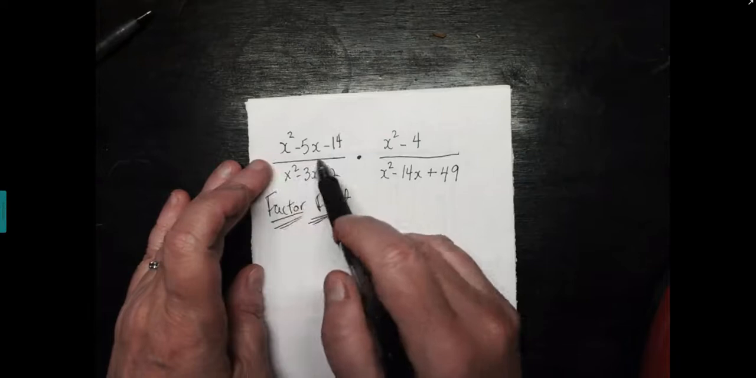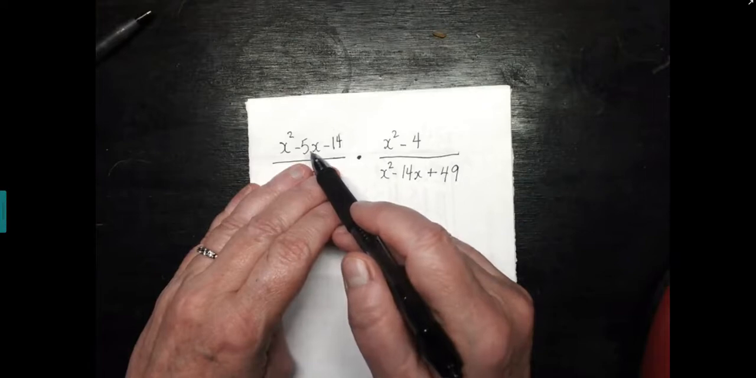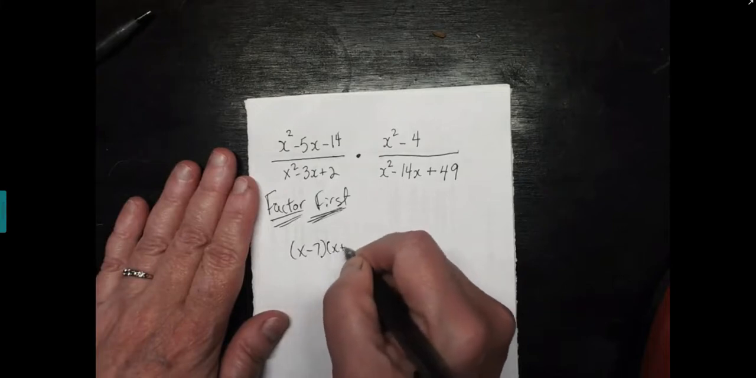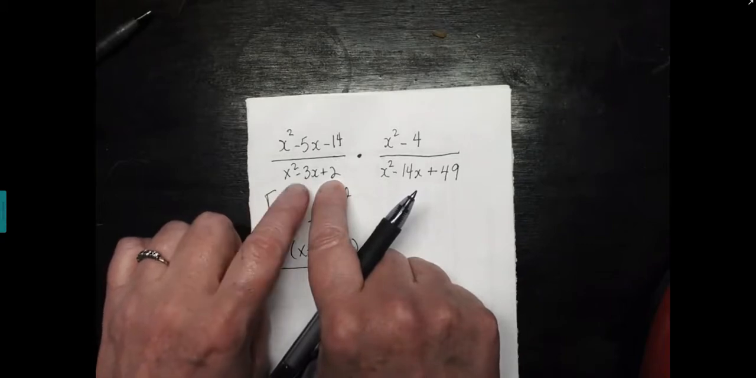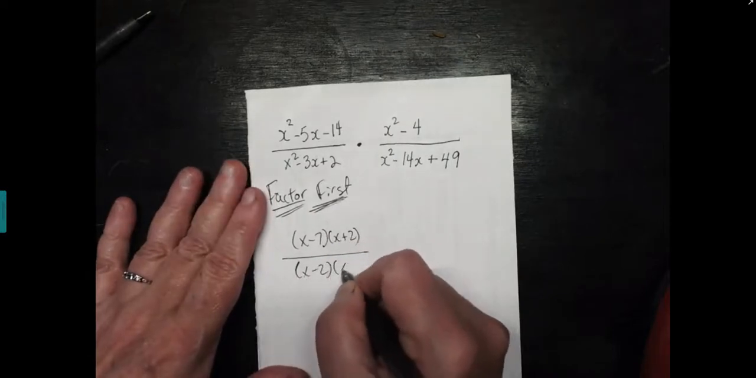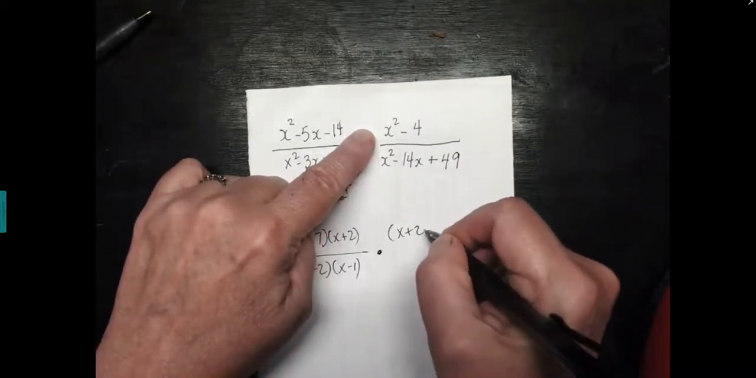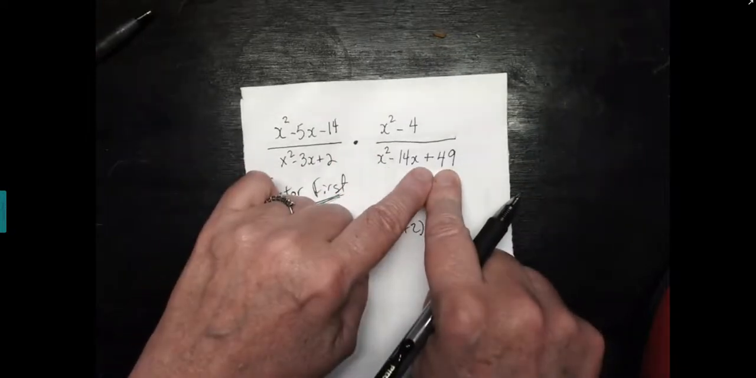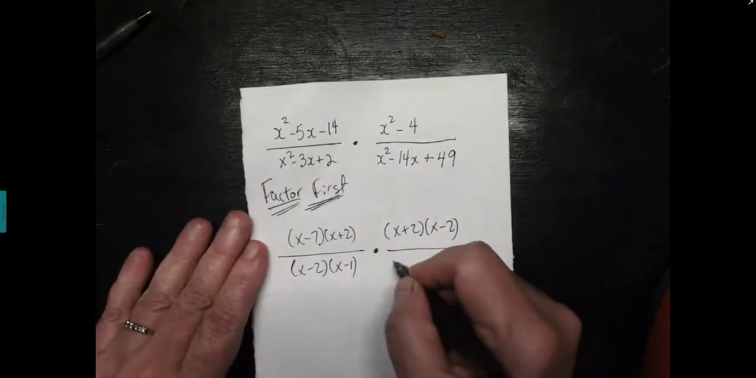Okay, so for this, two numbers that multiply together to give me negative 14, but add up together to give me negative 5. How about negative 7 and positive 2? What about here? Multiply together to give me 2, add up together to give me negative 3. Well, negative 2 and negative 1 should do. That's a difference of squares, so that factors. And two numbers that multiply together to give me positive 49, but add up together to give me negative 14. Well, negative 7 and negative 7.